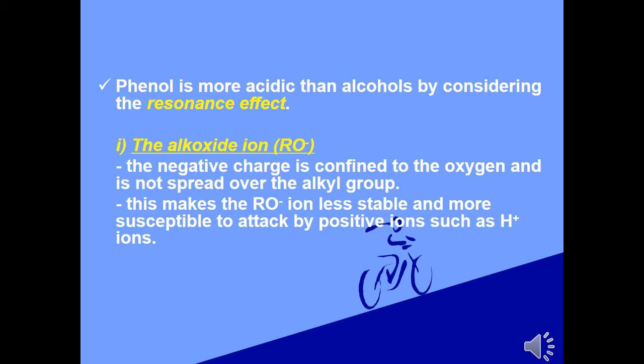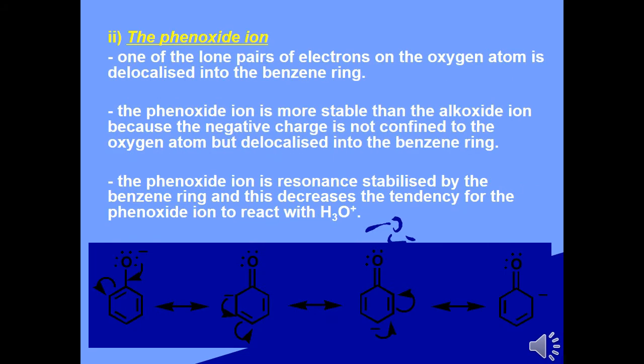First, the alkoxide ion, RO negative. The negative charge is confined to the oxygen and is not spread over the alkyl group. This makes the RO negative ion less stable and more susceptible to attack by positive ions such as H positive ions.